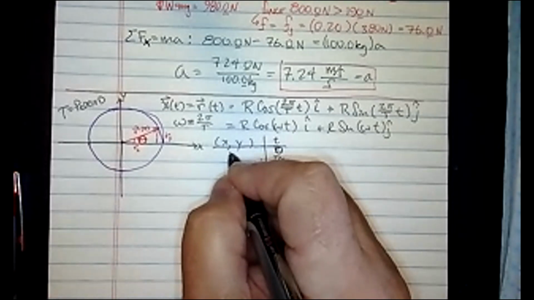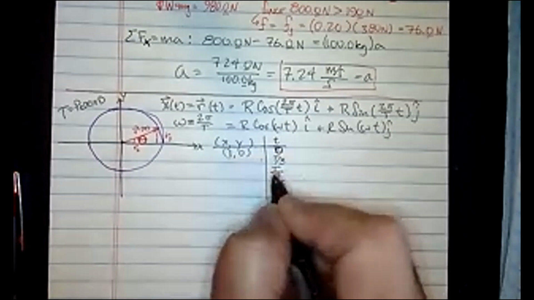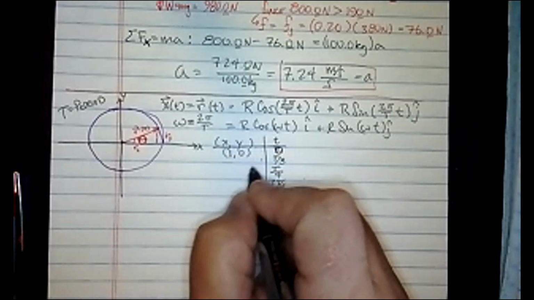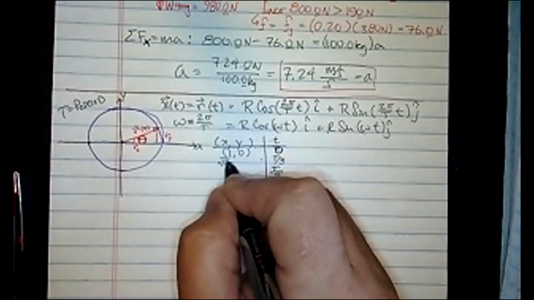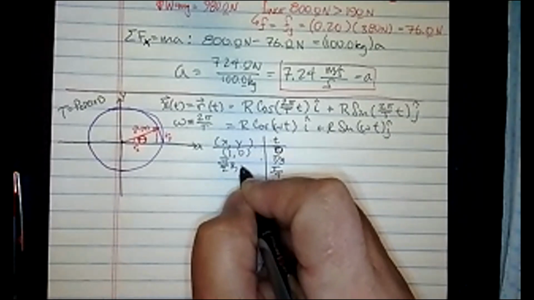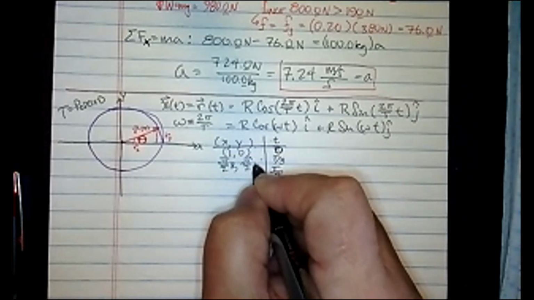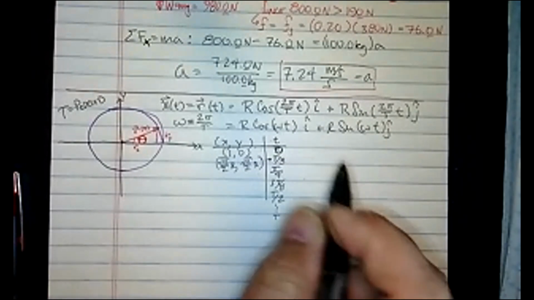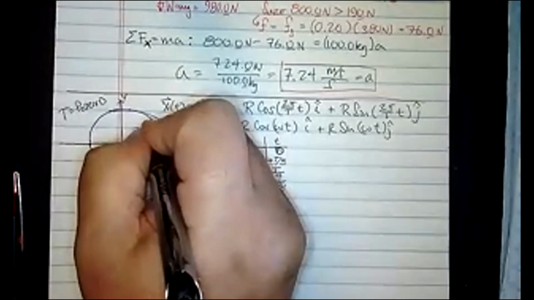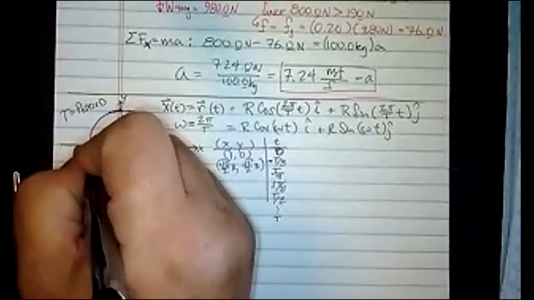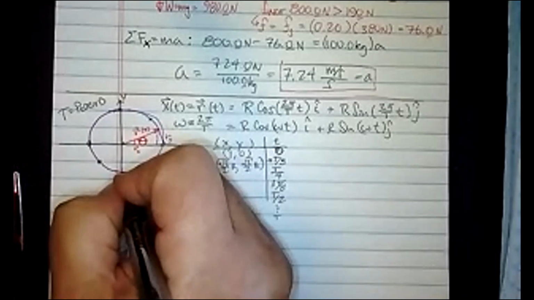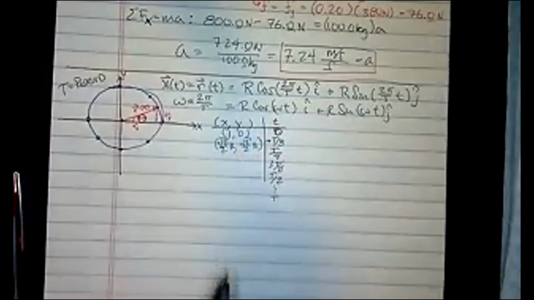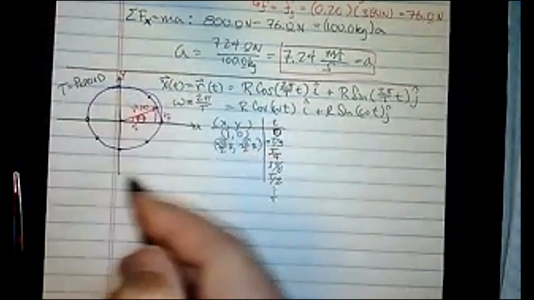This one turns out to be r, 0. This one turns out to be root 2 over 2 r, root 2 over 2 r, for T over 8, and so on and so forth. But you basically get this spot, this spot, this spot, this spot, this spot, this spot, and this spot, and then back to that. So just keep doing all those, fill those out, and you'll convince yourself that it is in fact a circle and that the object is going this way around it.